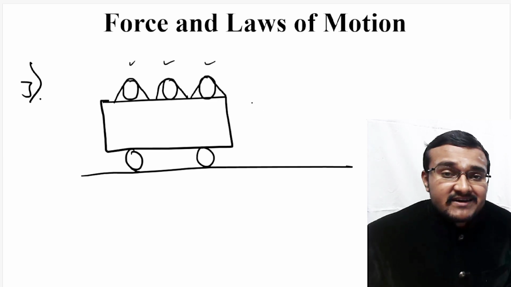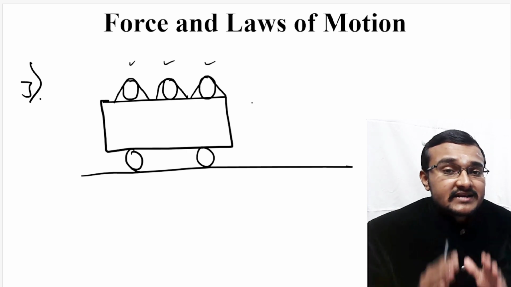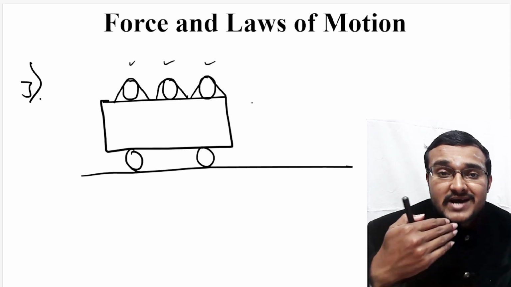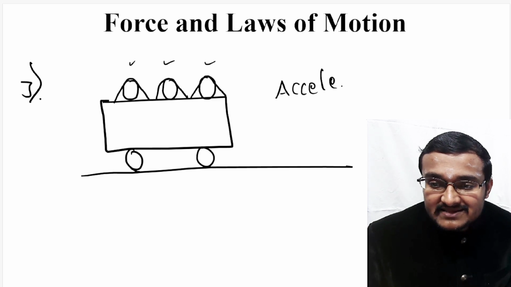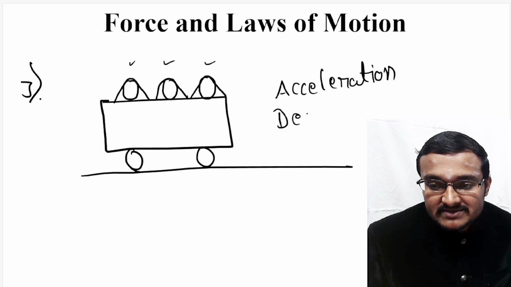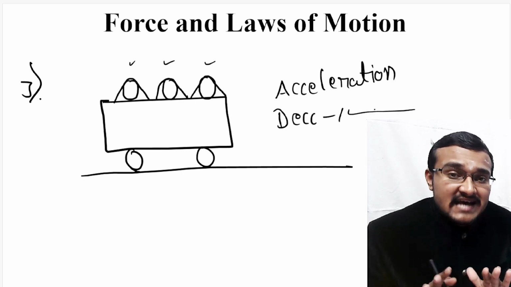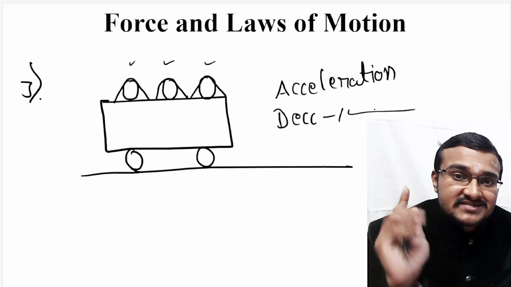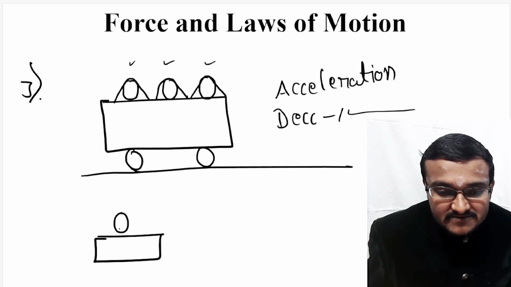Because when a bus is traveling on a road, suddenly if something comes, the driver has to apply brakes. And when the road is clear, the driver has to accelerate the bus. So in the process of acceleration and in the process of braking, that is, when you apply the brake, deceleration takes place. That means constantly acceleration and deceleration are happening when the bus is moving on the road. Constantly the state of motion is changing.